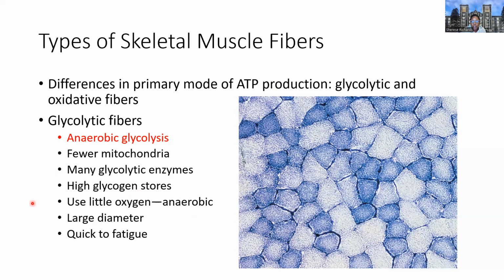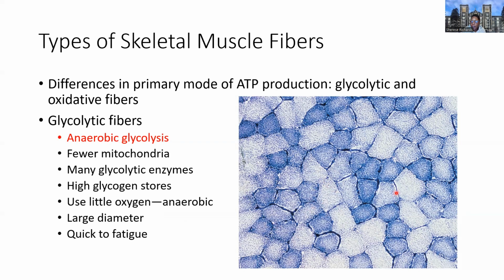They're going to use a little bit of oxygen, so they're considered anaerobic, and they're going to have a large diameter, but be easy to fatigue. The reason that they have a larger diameter is because they don't need to have oxygen diffuse. When we look at the oxidative fibers, they're going to be much smaller because they have to have the smaller surface area for the diffusion of oxygen to power their ATP production, which is oxidative phosphorylation. For glycolytic fibers, they don't need to have that diffusion. And so they have a large diameter.